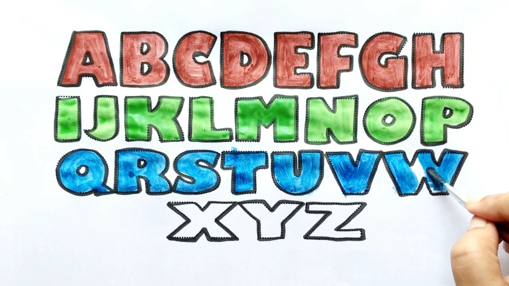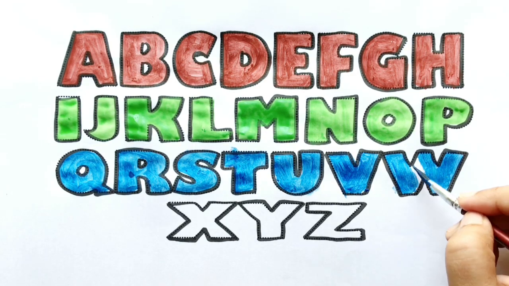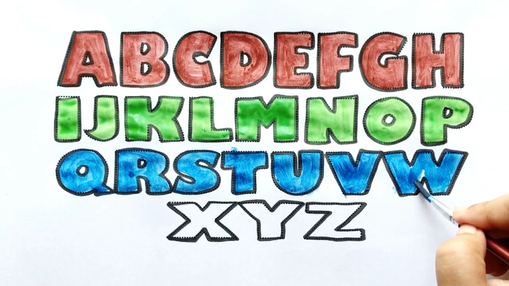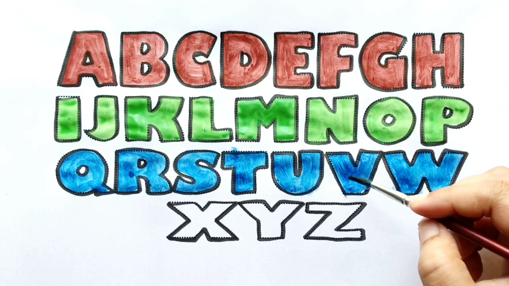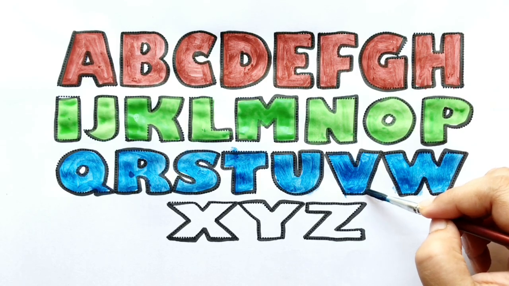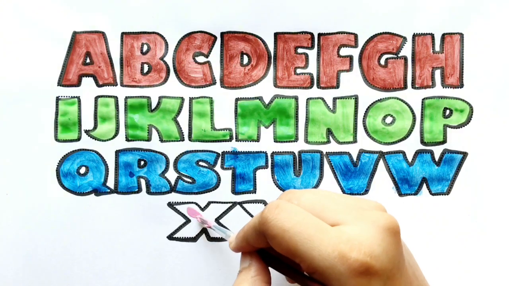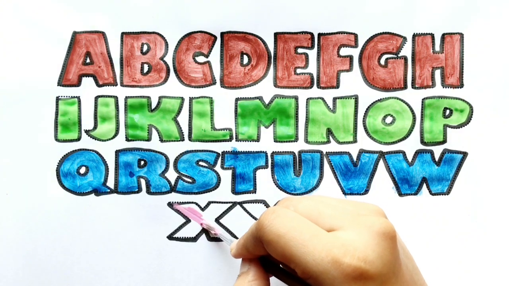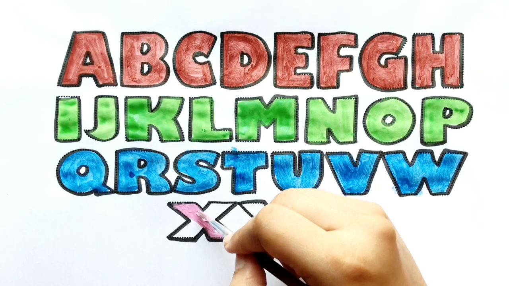A, B, C, D, E, F, G, H, I, J, K, L, M, N, O, P, Q, R, S, T, U, V, W, X, Y, and Z. Now I know my ABCs. Light pink color. Next time, won't X for xylophone with me?